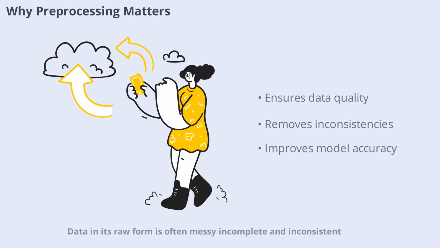Data in its raw form is often messy, incomplete, and inconsistent. Without proper preprocessing, any analysis or model built on such data can lead to misleading or inaccurate results. Preprocessing helps in cleaning, transforming, and organizing data, making it suitable for further analysis. It addresses issues like missing values, outliers, and inconsistent formats, ensuring that the data is reliable and ready for modeling. By investing time in preprocessing, you set the stage for more accurate and robust outcomes in your projects.